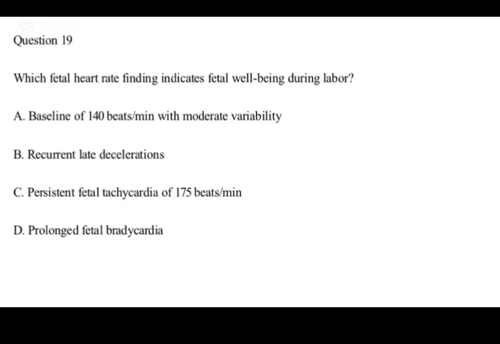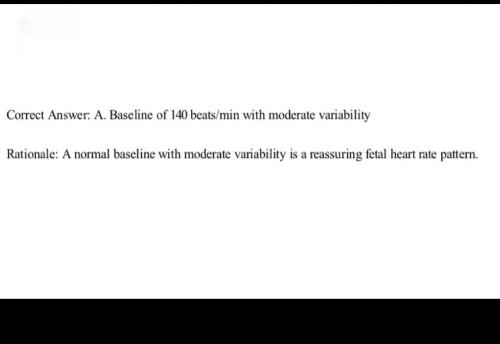Question 19. Which fetal heart rate finding indicates fetal well-being during labor? A. Baseline of 140 beats/min with moderate variability. B. Recurrent late decelerations. C. Persistent fetal tachycardia of 175 beats/min. D. Prolonged fetal bradycardia. Correct answer, A. Baseline of 140 beats/min with moderate variability. Rationale: a normal baseline with moderate variability is a reassuring fetal heart rate pattern.